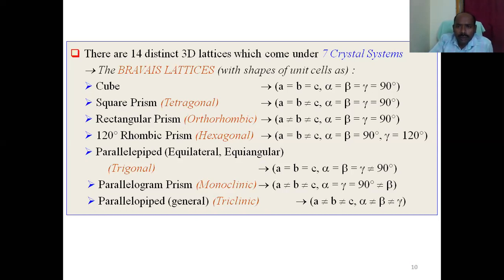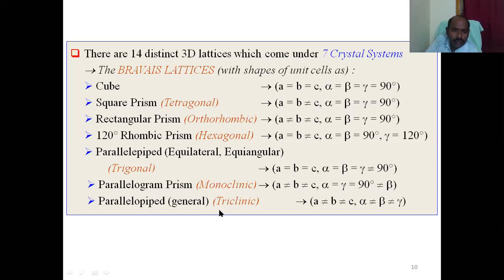Next, hexagonal. These are the conditions imposed. And the parallelepiped, equilateral or equiangular, is also called trigonal. These are the conditions imposed: A is equal to B is equal to C, and alpha is equal to beta is equal to gamma, but not 90. And monoclinic: the sides are not equal, two angles are equal to 90, and the third angle is not equal to 90.